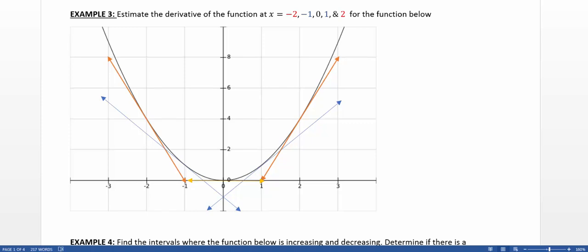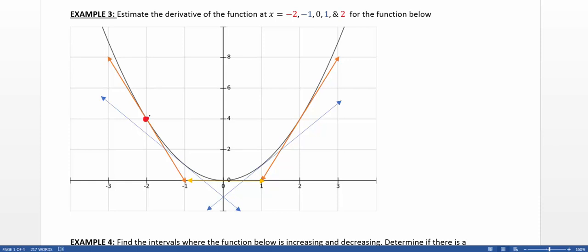So remember, tangent lines only touch at one point, and the point where they touch are the points we're interested in. So let's start by looking at the derivative of the function at -2. So at -2, my tangent line touches right here, and you can see it's sort of an orangish red color. So I'm trying to approximate the slope of that tangent line because it's the slope of the tangent line that will tell me approximately what the instantaneous rate of change is.